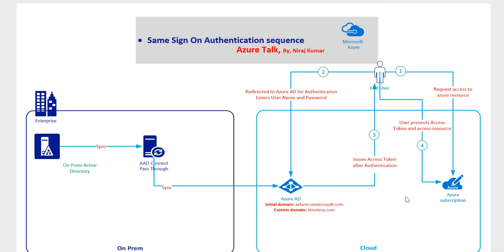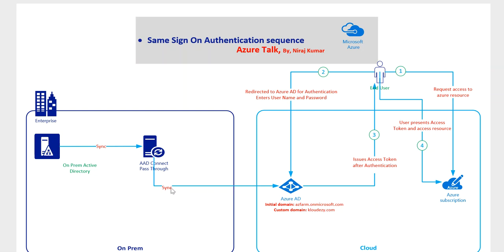Then moving on to the same sign-on authentication sequence. It remains more or less the same as in the case of your cloud-only identity, but the only difference is now you have a component sitting on-prem, inside your corporate network, which is called Azure AD Connect. Now, what the Azure AD Connect server is doing is talking to your on-prem Active Directory, reading the user identities from on-prem, and then syncing them to Azure AD.